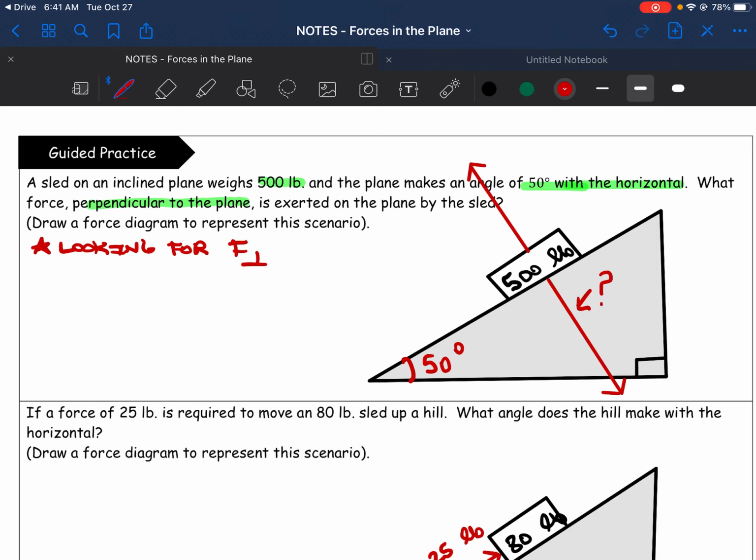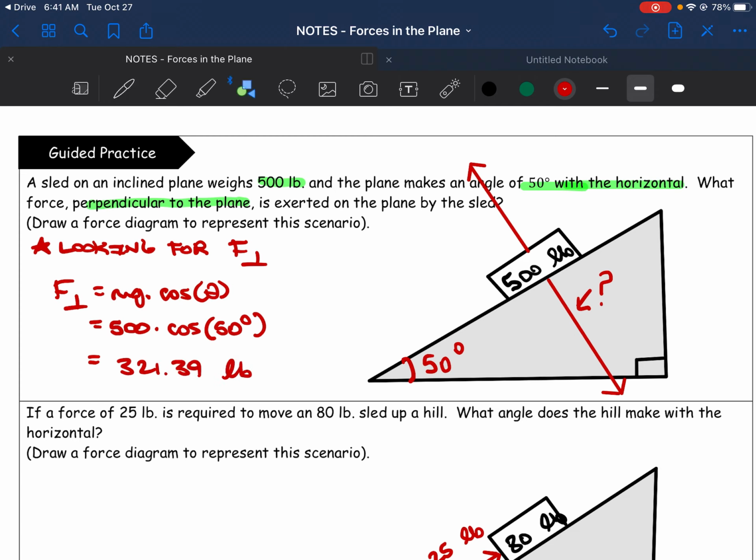the perpendicular force. And we know that the perpendicular force is equal to the weight mg times the cosine of the angle. Well, we know that the weight is 500 pounds, and we're going to multiply it times the cosine of 50 degrees. And throwing this into our calculator, again, making sure our calculator is in degrees, we're going to get 321.39 pounds. So that is the force that is being exerted on the plane by the sled, or this perpendicular force right here.